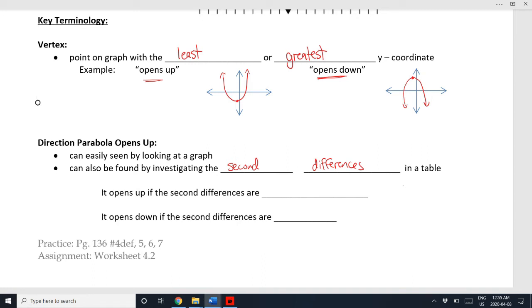We know it opens up if the second differences are the same and the values are positive. It opens down if the second differences are the same and the values are negative. We will do an example of this in our next section.